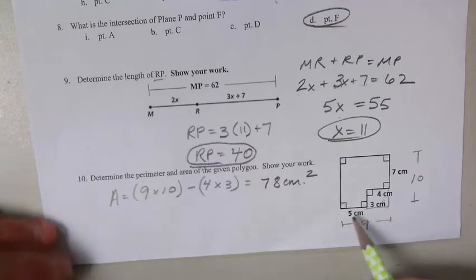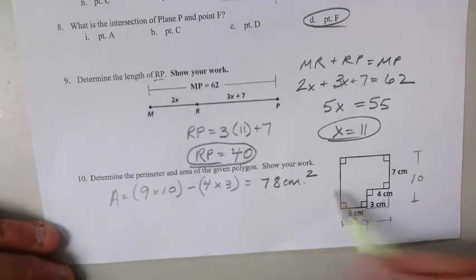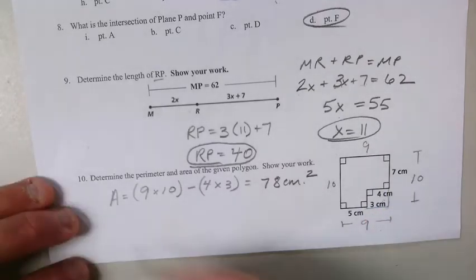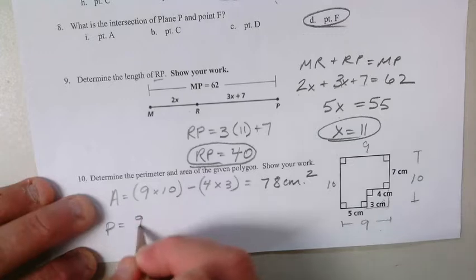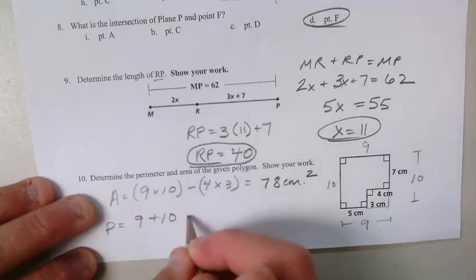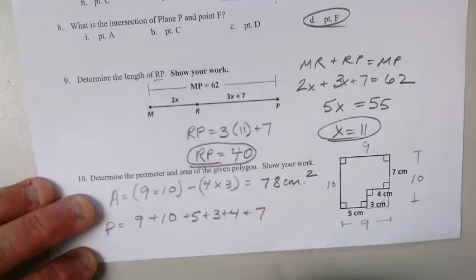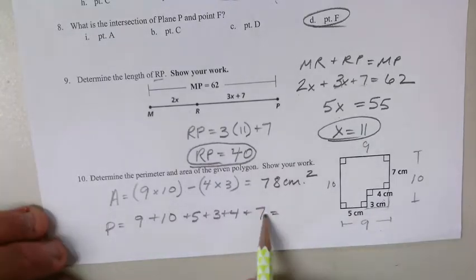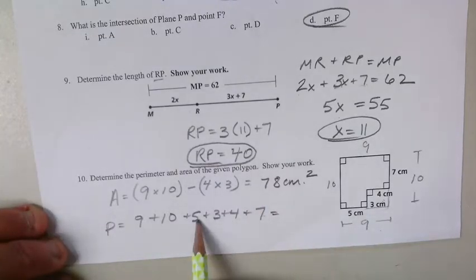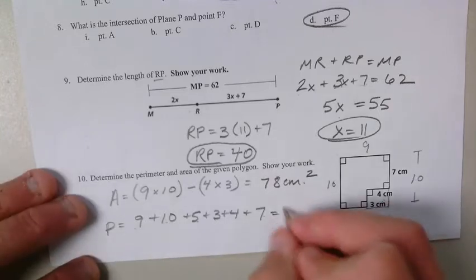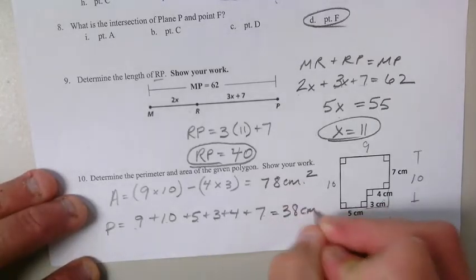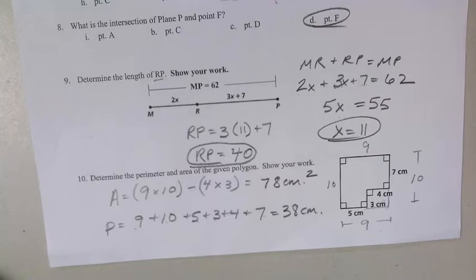The perimeter, if we look at this side, we already said this was 10 because the opposite side is 10. This side is 9 because the opposite side is 9. So if I do the perimeter, 9 plus 10 plus 5 plus 3 plus 4 plus 7 is going to give us 10, 19, and 19 more, 38 centimeters right there as the perimeter, okay?